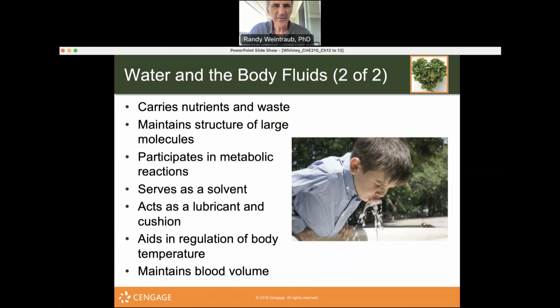Water is very important. It carries nutrients, carries waste, maintains structure of large molecules, participates in metabolic reactions, serves as a solvent, a lubricant, a cushion agent, aids in regulation of body temperature, and maintains blood volume.